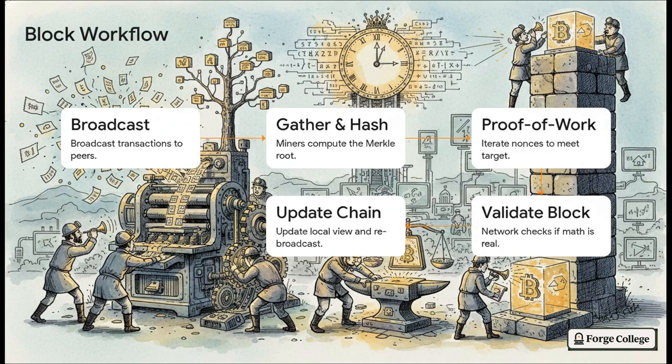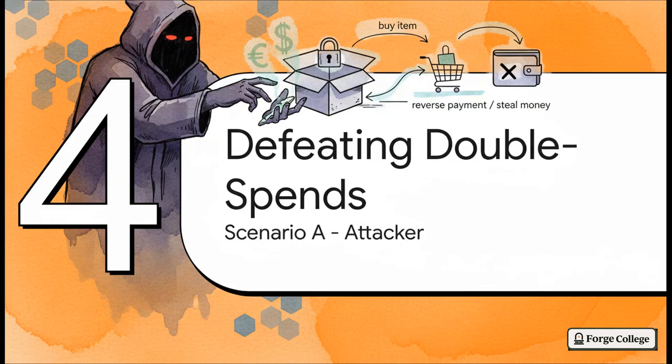Third, miners sweat it out, iterating nonsense to find that expensive proof of work stamp. Fourth, the rest of the network looks at the box to validate that the stamp is real and all the math checks out. And finally, everyone updates their local stack of boxes and rebroadcasts the good news. On to Section 4, defeating double spends.